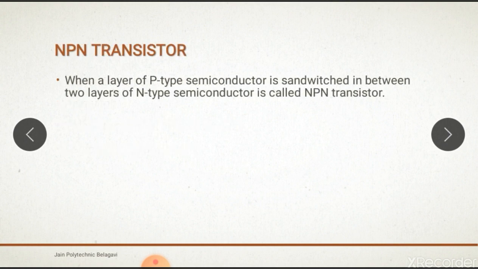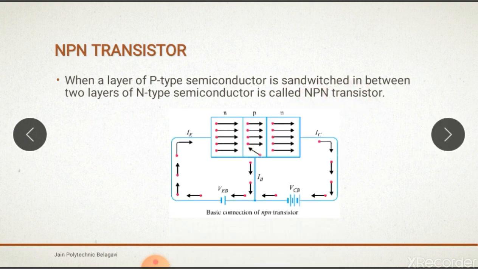NPN transistor. When a layer of p-type semiconductor is sandwiched in between two layers of n-type semiconductor, it is called an NPN transistor. This is the basic connection of an NPN transistor. It consists of three terminals, emitter, base and collector. Here this is n-type and this is n-type. In between, the p-type semiconductor is placed, so it is called an NPN transistor.